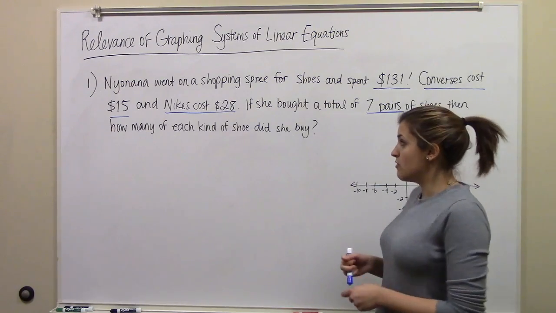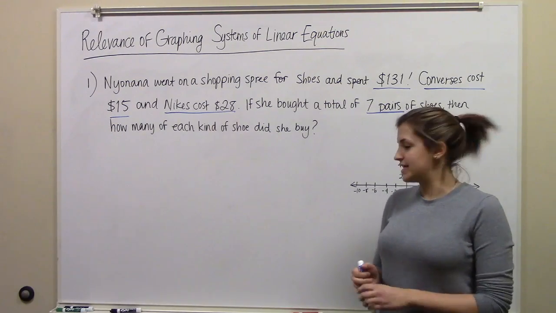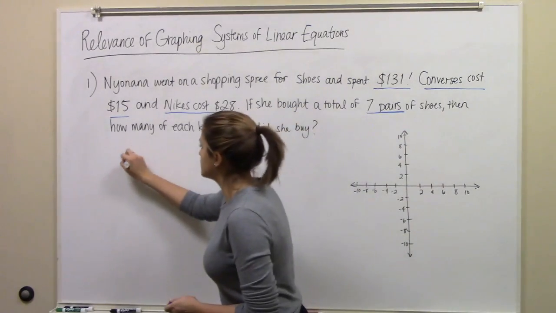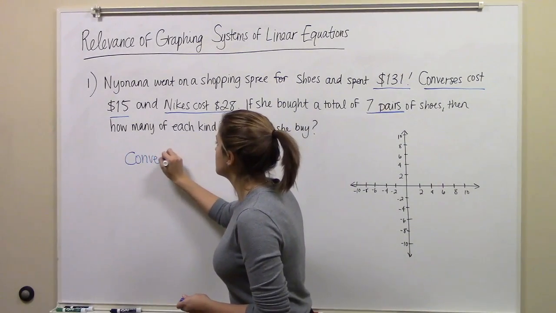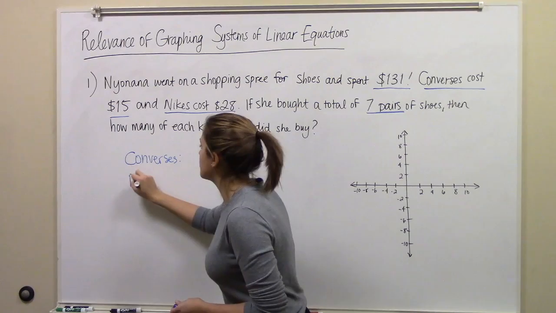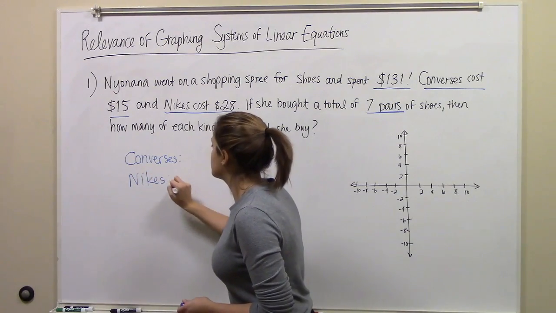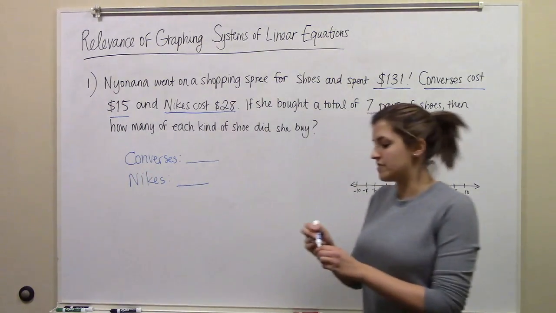Well, we need to know how many Converses and how many Nikes. So I'm just going to write down for myself Converses and Nikes, so that I know that at the end I need to figure out a number for both of these.